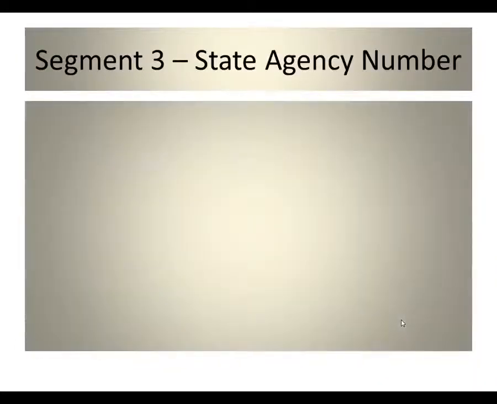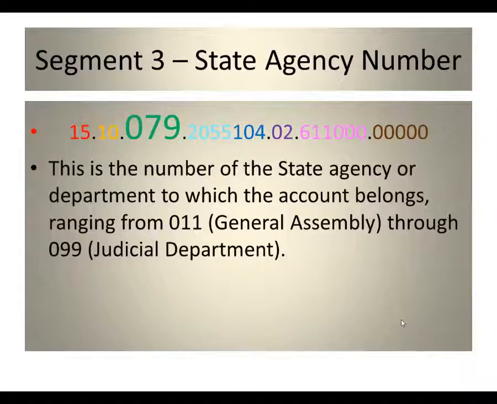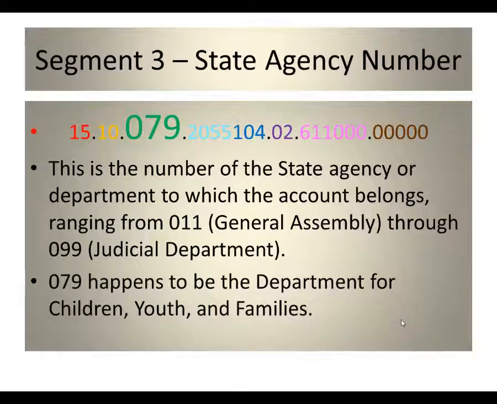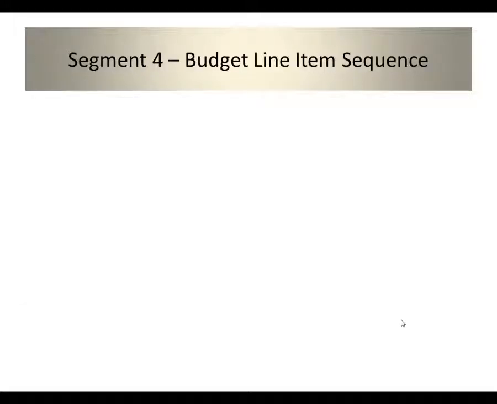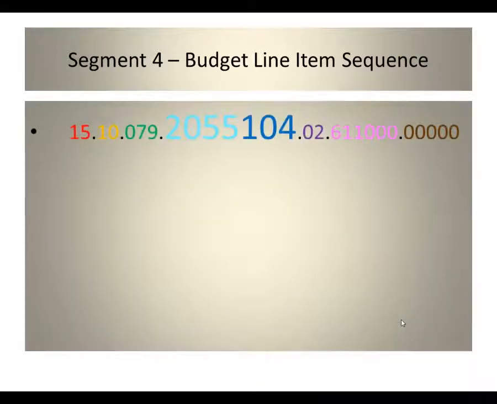The third segment of our account number, as shown in green in the example, is a 3-digit field. This segment tells us the state agency or department to which the account belongs. The agency numbers currently available for use in RIFANS range from 011, the number of the General Assembly, through 099, the Judicial Department. The number used in our example, 079, signifies that the account number belongs to the Department for Children, Youth, and Families.